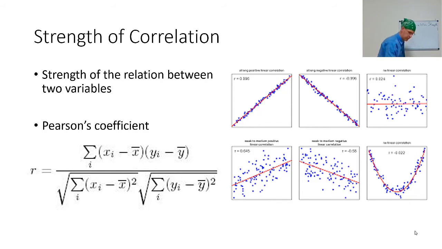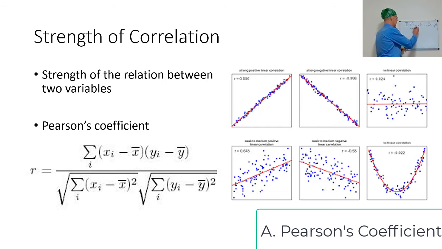So the correlation strength. When you think correlation, think relation: two things are related, co-related. They're both working together in a certain fashion. So the strength of the relationship between the two variables can actually be measured pretty well by something called Pearson's coefficient.